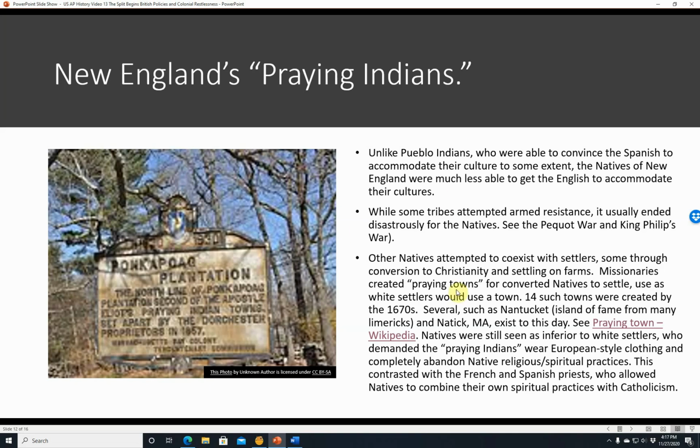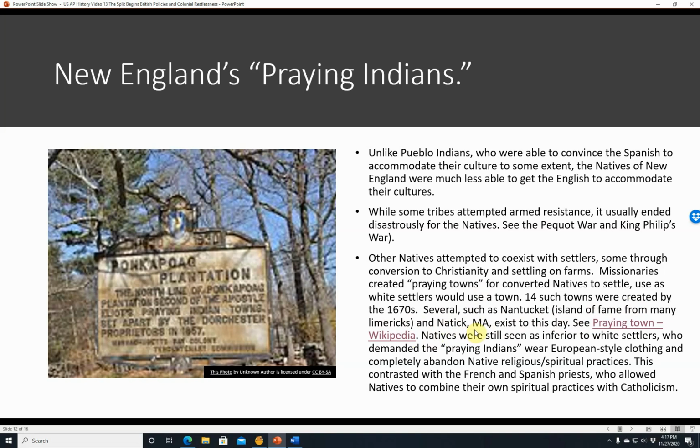Several, such as Nantucket, the island of fame for many limericks, such as "There once was a man from Nantucket," and I'm not going to recite any limericks I know that began like that, but anyway, you've heard them. And Natick, I'm not sure how it's pronounced, even though I went to college in Massachusetts, exists to this day. And you can see the Praying Town entry in Wikipedia if you'd like to learn more about that.